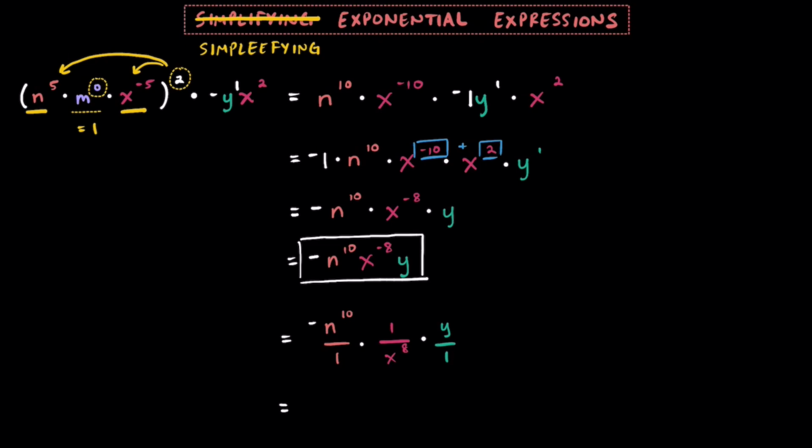And then finally, we can go ahead and multiply together and say this is going to be -n to the 10th power times y for our numerator. And for our denominator, the only thing that had a negative exponent was that x to the -8th. So when we move it down, that's going to be x to the +8th. So this right here would be our most simplified expression.